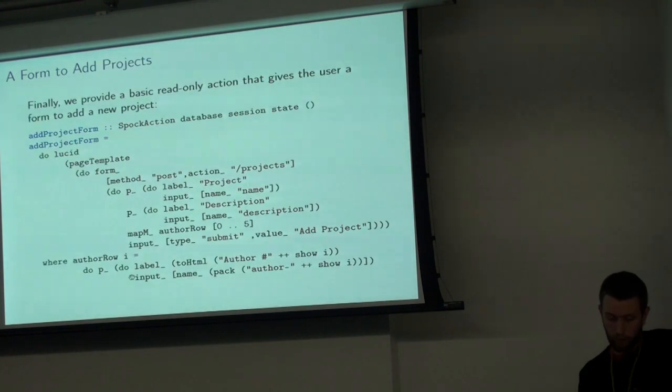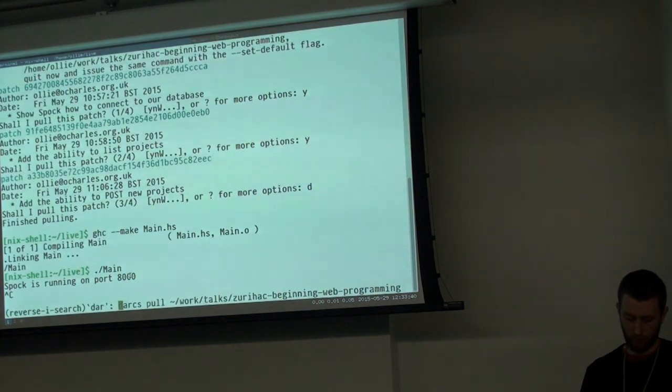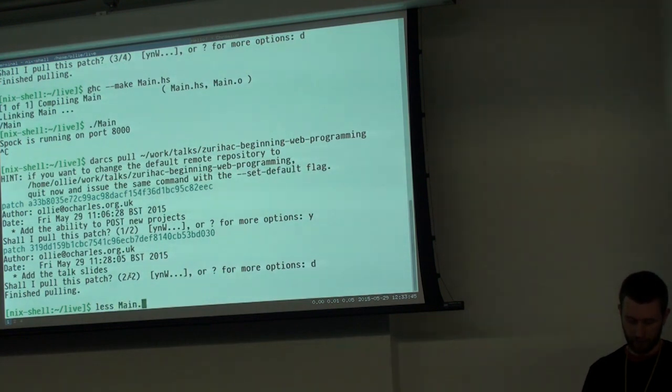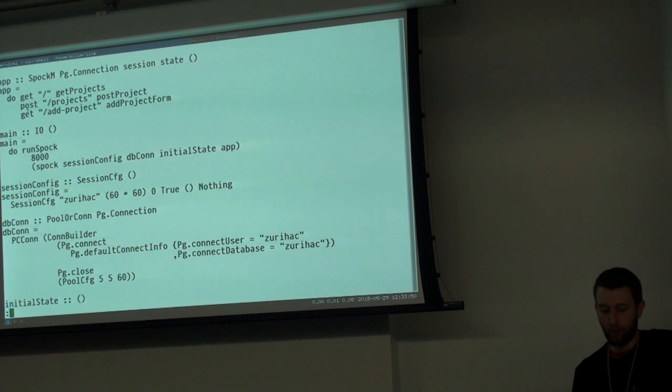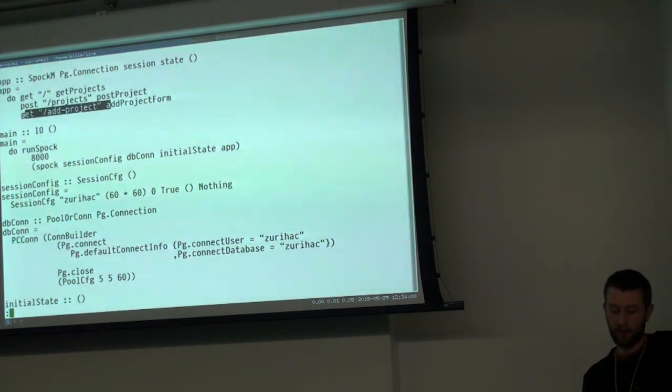And we do need to add routing for that, which I don't seem to have in the slides, so let's just pull that down. I'll just show you the source code there as a kind of finished state. So here is the routing. We have our top-level get route, then we have our post route, which is going to post a single project, and then we have a get action, which is going to use the add project form.